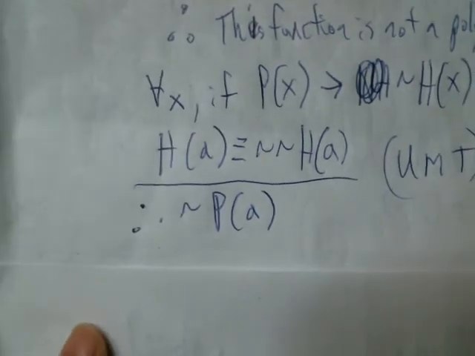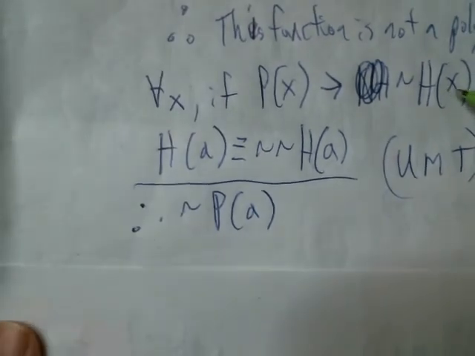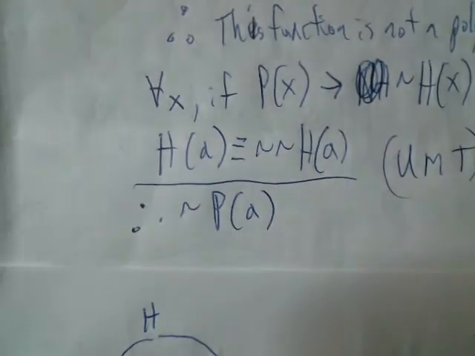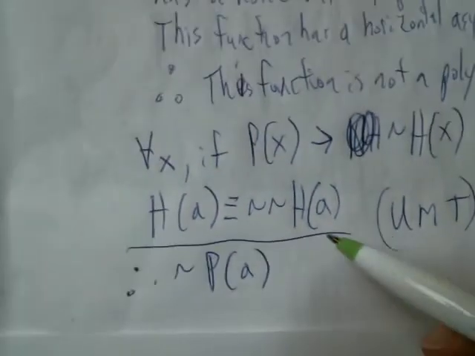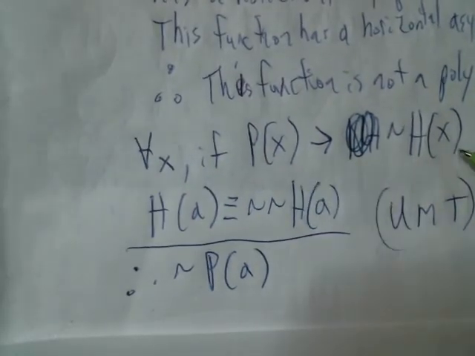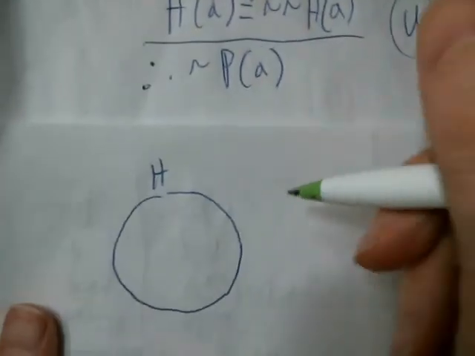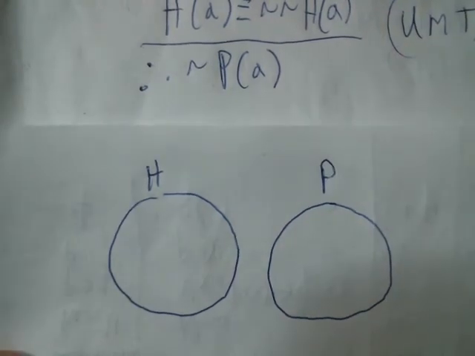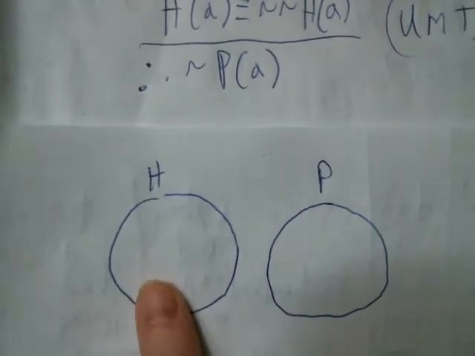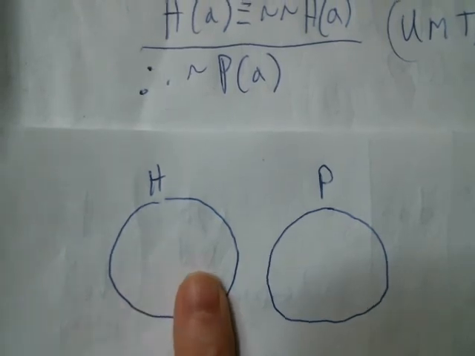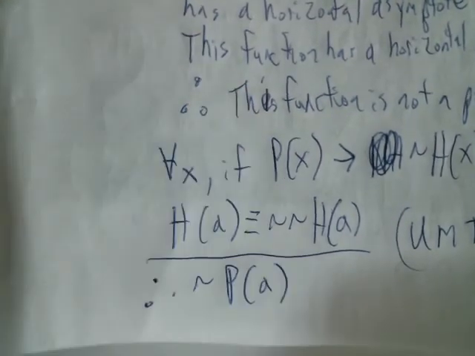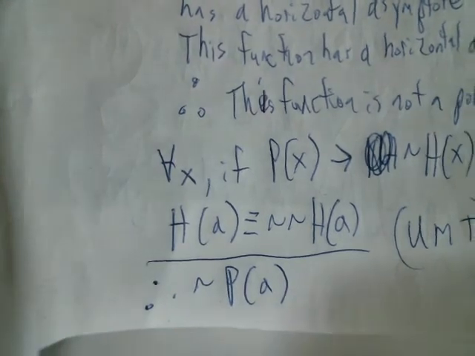There's going to be this set of things that have horizontal asymptotes, right? We call that set H. If something is in the set of polynomials, it can't be in the set of things that have horizontal asymptotes. So I'd have to draw those as disjoint sets. There's my set of polynomials, and none of these are in the set of horizontal asymptote guys. Now they're taking a particular instance: this function has a horizontal asymptote.